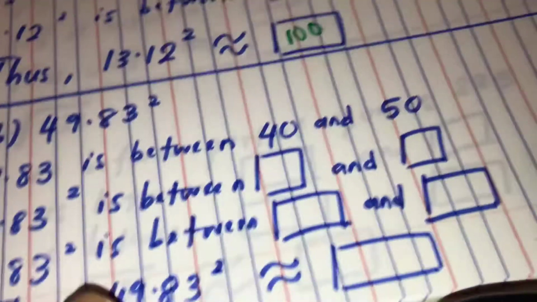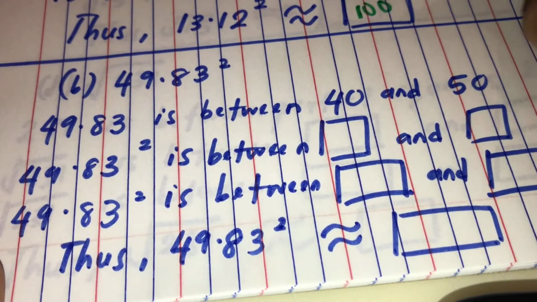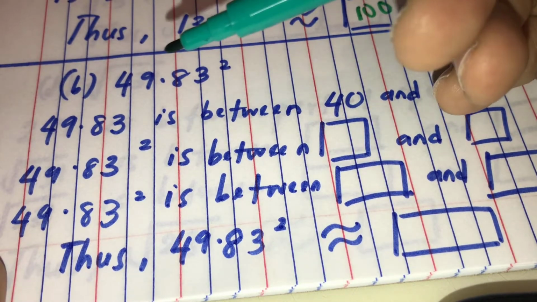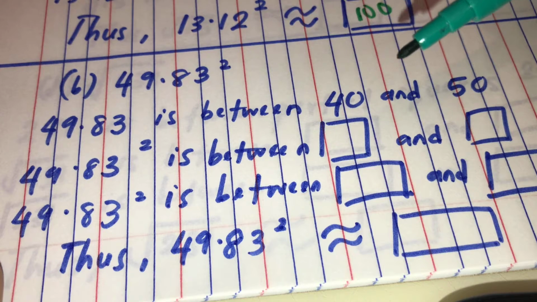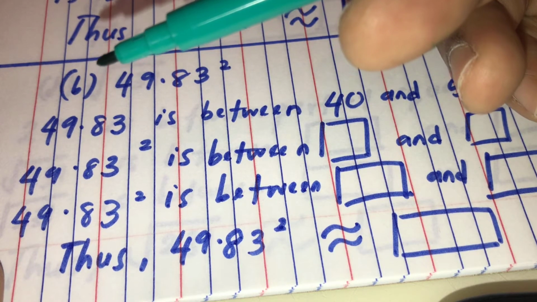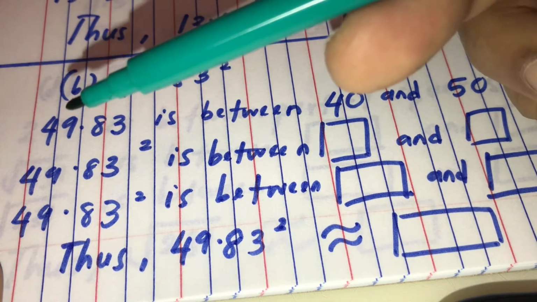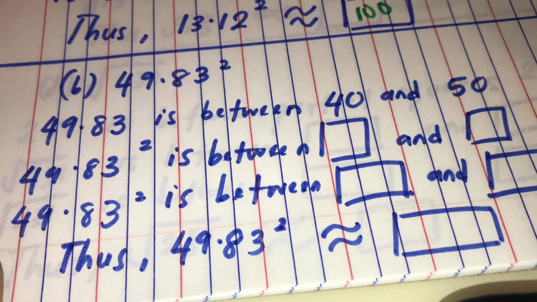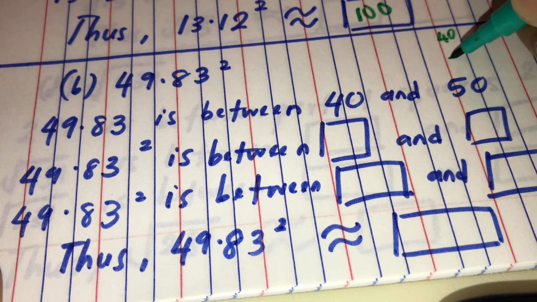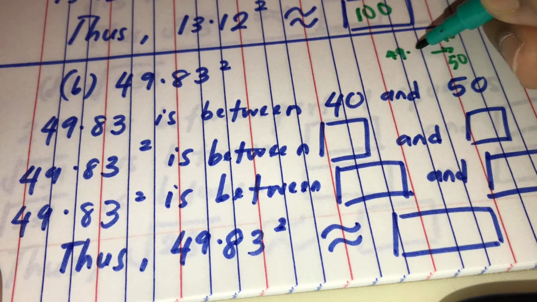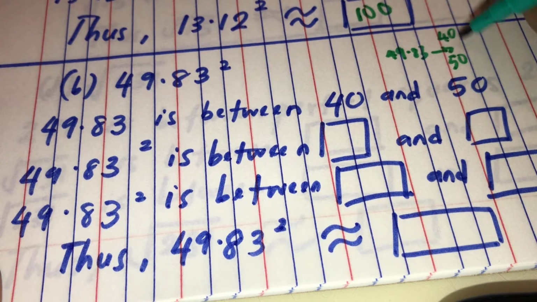Okay. Next, 49.83 square. 49.83 is between... you choose the whole numbers between 40 and 50, because 49 is near to these two whole numbers, right?